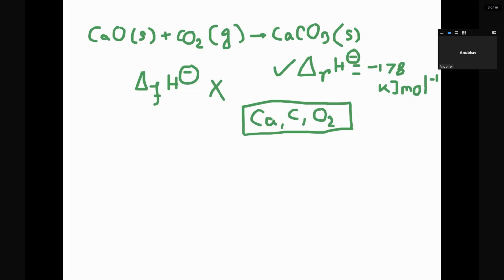So we have calcium. If we had carbon and if we had oxygen, then we would have formed calcium carbonate to make the delta FH minus, which is not shown here. So it is not the enthalpy formation, because calcium carbonate has been formed from other compounds, that is calcium oxide and CO2.